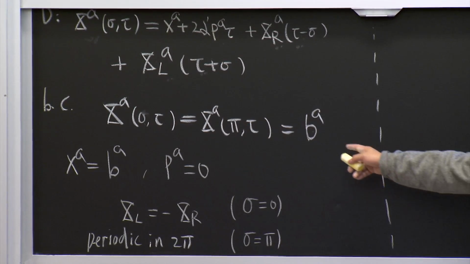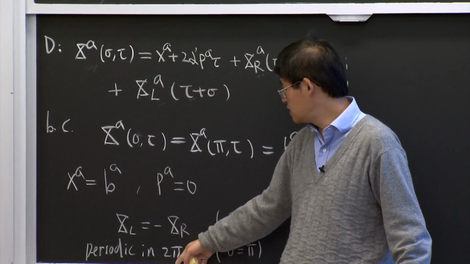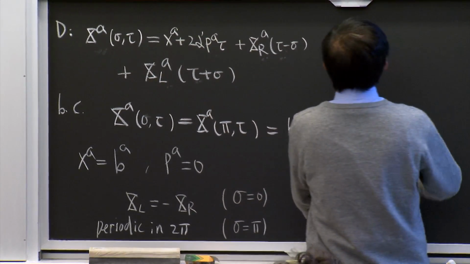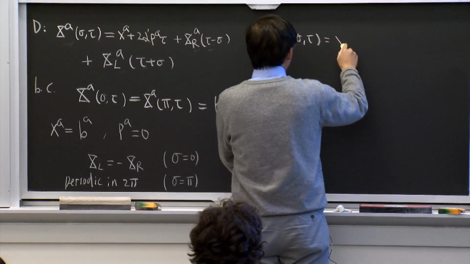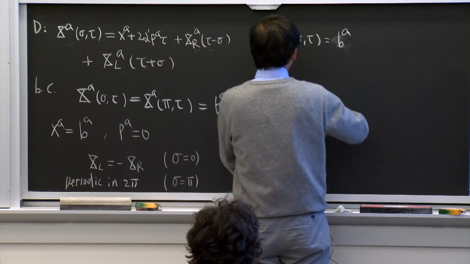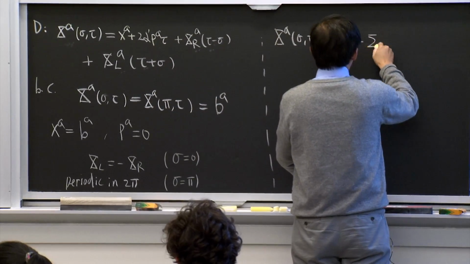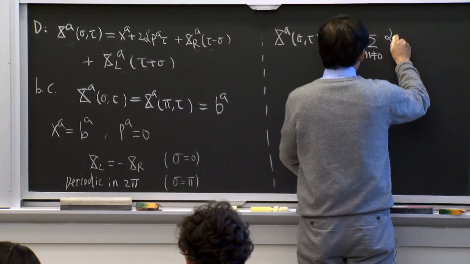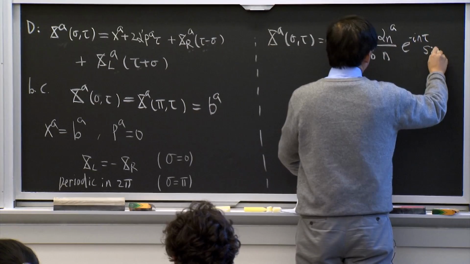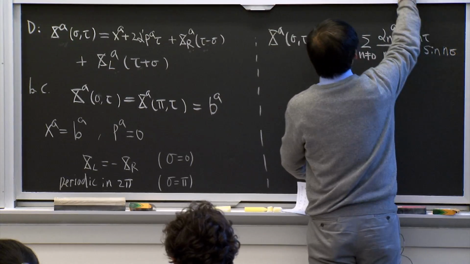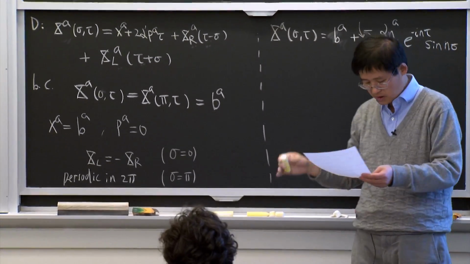Now you can just write down explicitly, since this is still a periodic function in 2 pi, the expansion is essentially the same. The only difference for those directions is that now you have b^A, and you don't have the momentum term because it is 0. Then the sum over n not equal to 0 of alpha_n^A divided by n, times e to the minus i n tau, times sine n sigma. There is some prefactor here I forgot to write, some alpha prime, etc. By convention, let's not worry about those things.